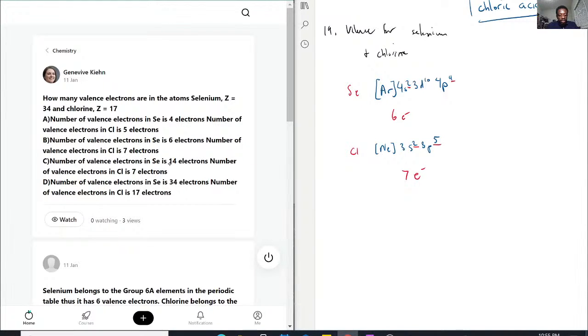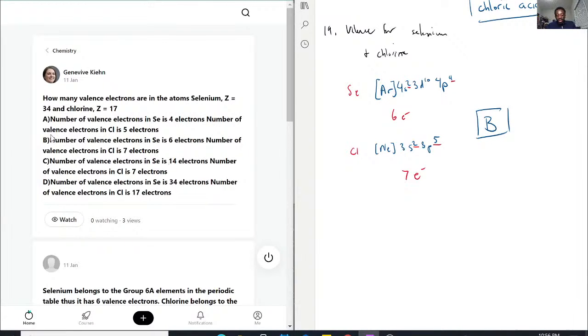We have number of valence electrons, selenium is 4. So that one's already incorrect. We cannot choose that because it says chlorine is 5. So it's almost like counting only from the p orbital, which is still incorrect. Number of valence electrons, selenium is 6, and chlorine is 7. That's looking like our answer right there. Then it says 14 and 7, which is not true. Then 34 and 17, which is also not true. So the best answer here would actually be B.